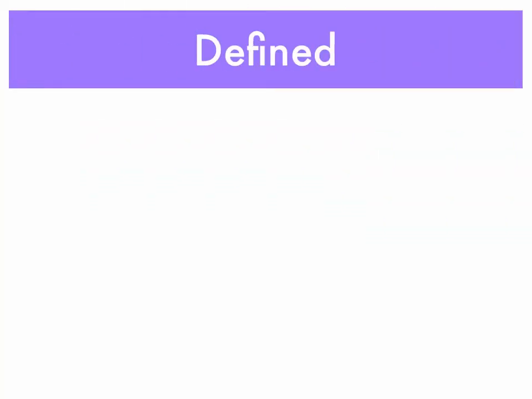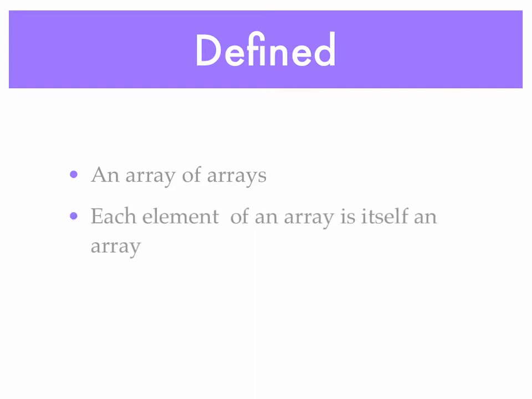First, let's define multi-dimensional arrays. The classic definition is that they are arrays of arrays. And while that seems circular, it's actually a very good definition, because multi-dimensional arrays are arrays in which each element of the array is itself an array.